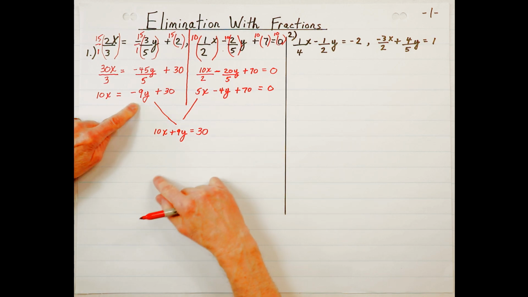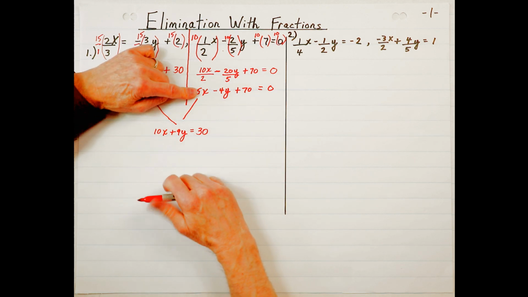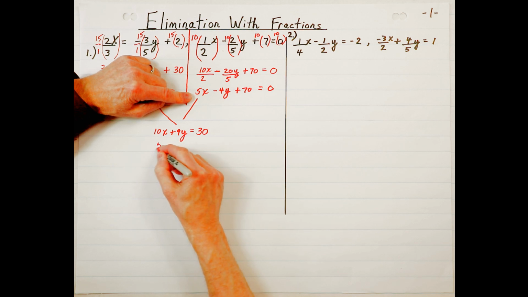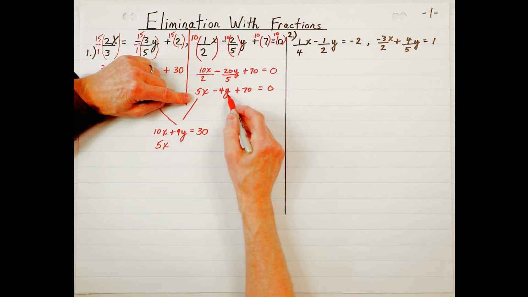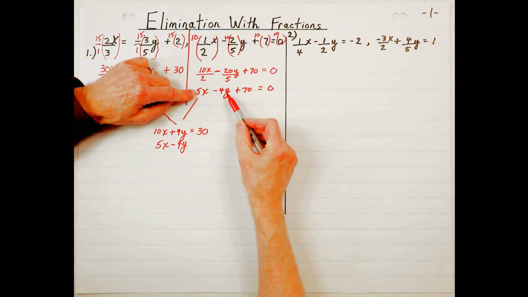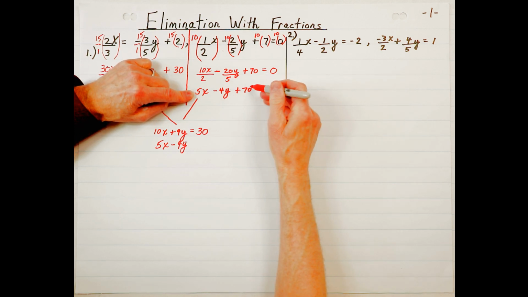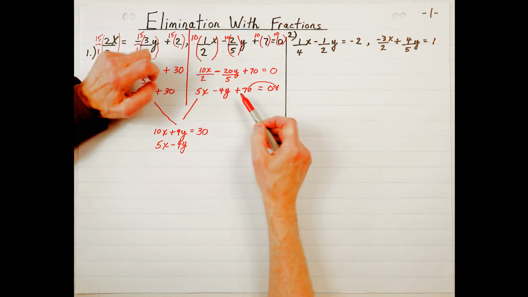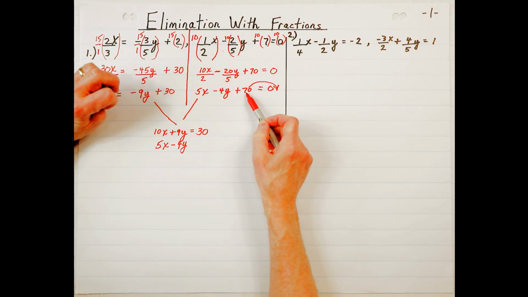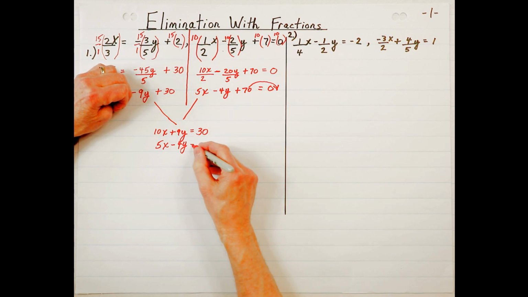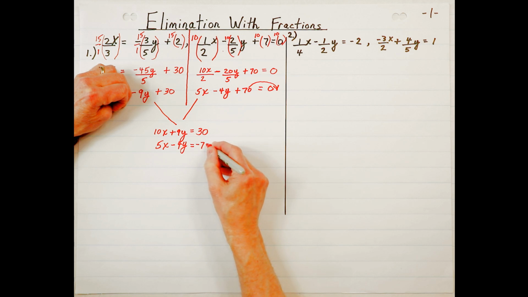So we did that for the first equation. I'm going to do the same thing for the second equation. So 5x is already on the left-hand side of the equal sign. Minus 4y is on the left-hand side of the equal sign. So what am I going to do with this 70? I'm going to move it over here. So if I move the 70 from the left of the equal sign to the right of the equal sign, it changes to negative 70.